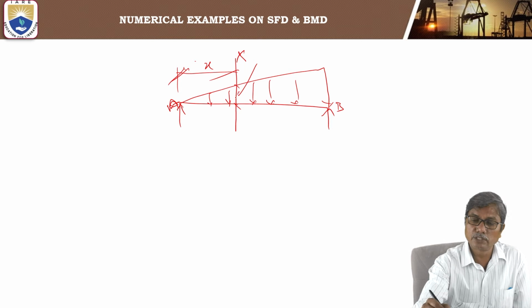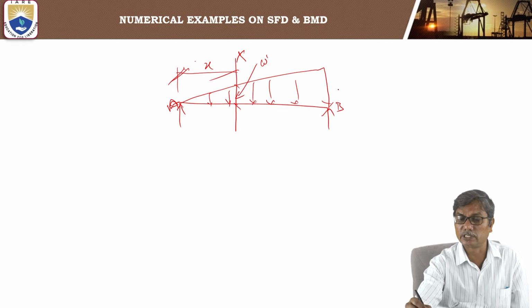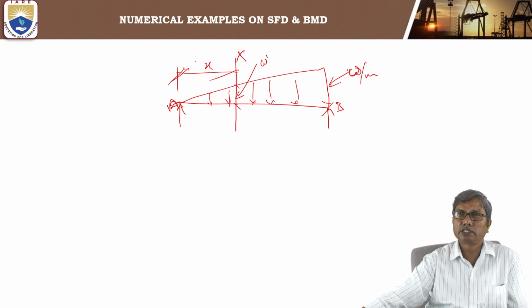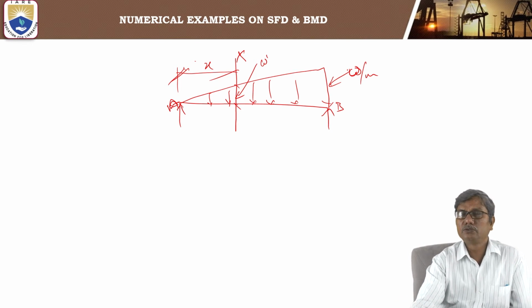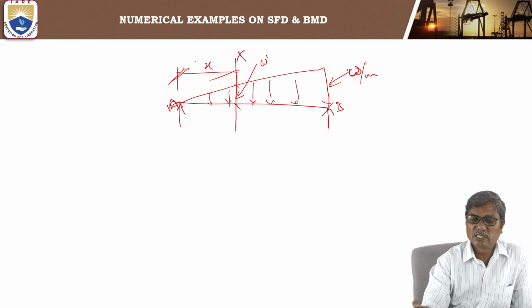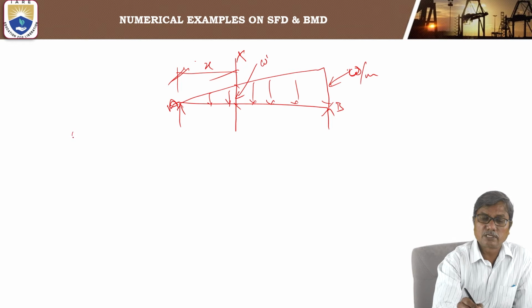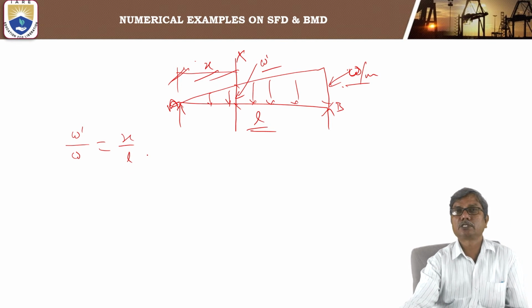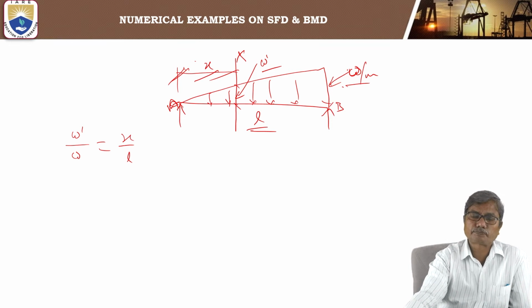The intensity of load at this section is W dash, say, because the intensity at B is W per meter length. Let the intensity at the section x be W dash. How will you get the intensity at a distance x? By using the similar triangle property. W dash by W is equal to x by L. In similar triangles, the ratios of corresponding sides are equal.